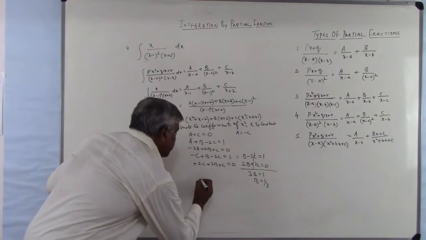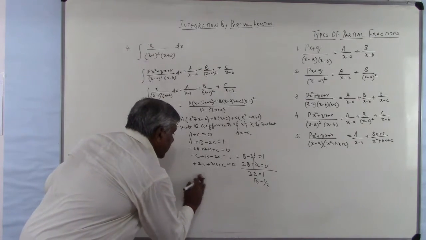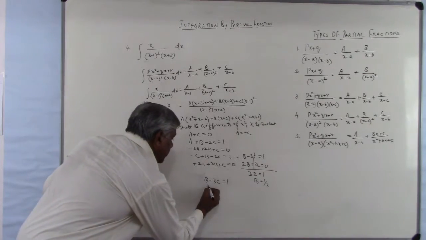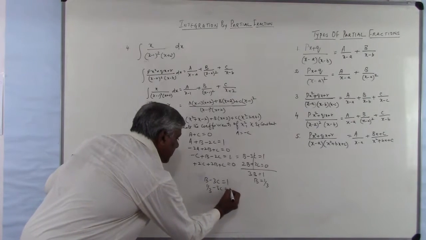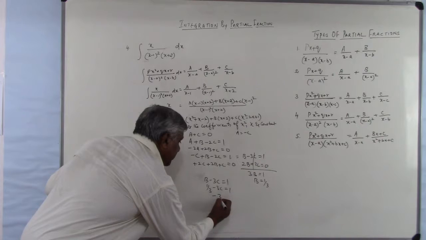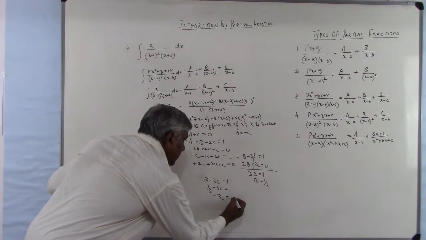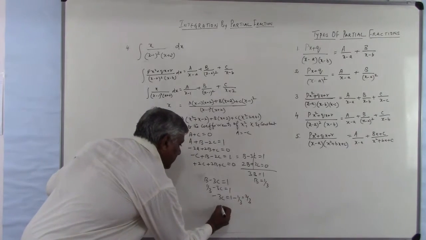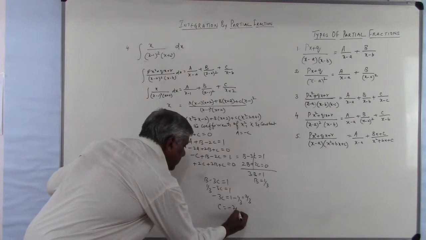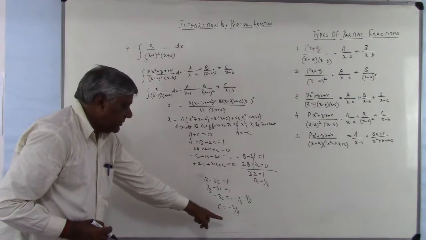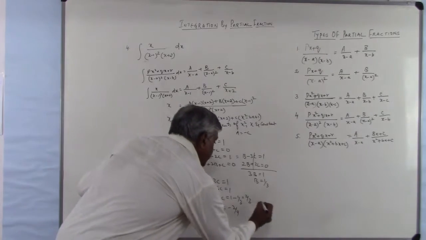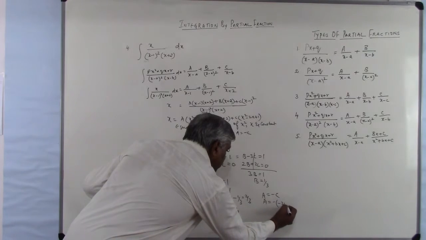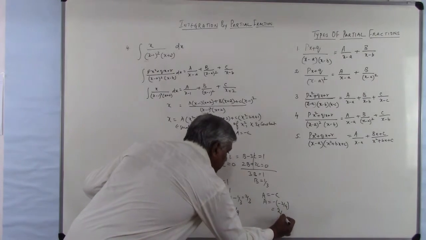Now substituting the value of b in b minus 3c is equal to 1: b is 1 by 3, minus 3c is equal to 1, or minus 3c is equal to 1 minus 1 by 3, which is equal to 2 by 3. Therefore, c is equal to minus 2 by 9. Therefore, a is equal to minus c, which means a is equal to minus of minus 2 by 9, which is equal to plus 2 by 9.